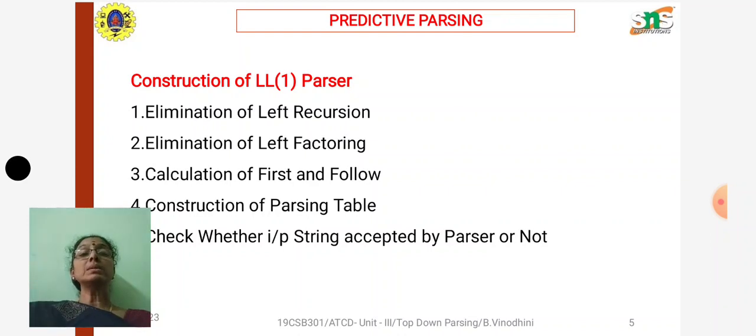With a left recursive grammar, we cannot derive the leftmost parse string. So we have to eliminate that left recursion. The second step is eliminating the left factoring.